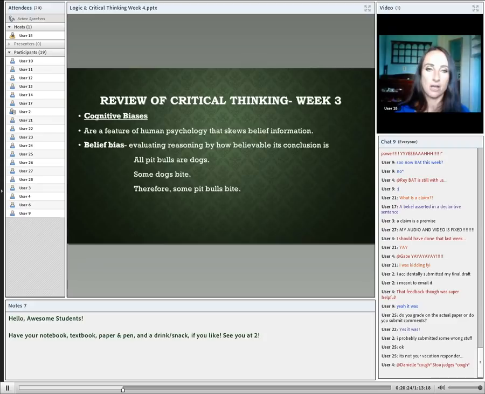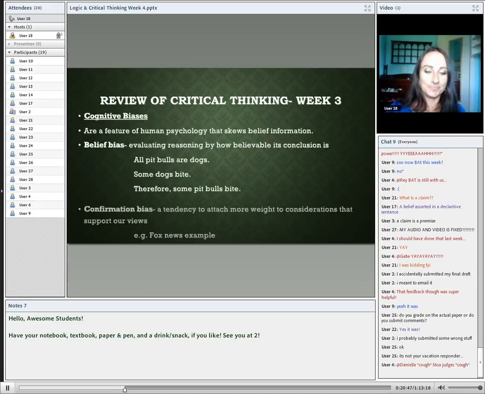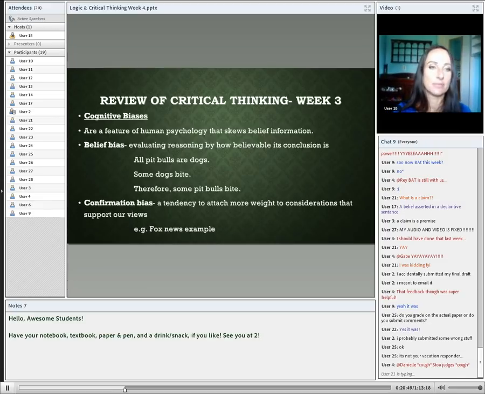All pit bulls are dogs. Some dogs bite. Therefore, some pit bulls bite. Well, we look right at that conclusion, and we know that to be true, so we accept the argument in general. Doesn't matter if it's valid or not. The conclusion's believable, right? So we go with it. And we do this in all sorts of scenarios in life. So that's just an example of a belief bias.